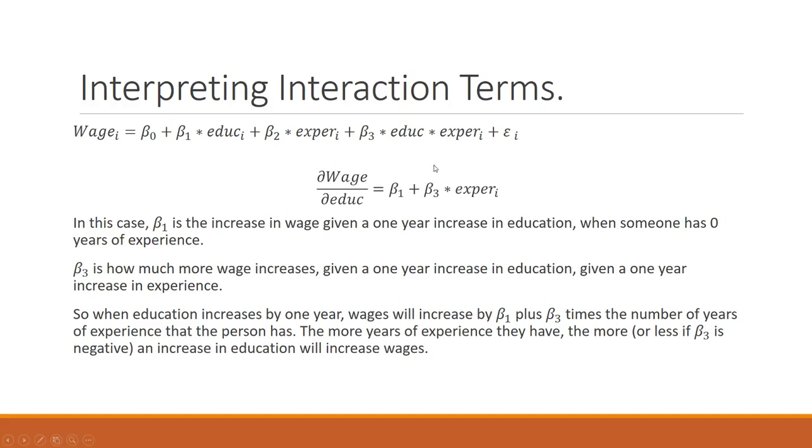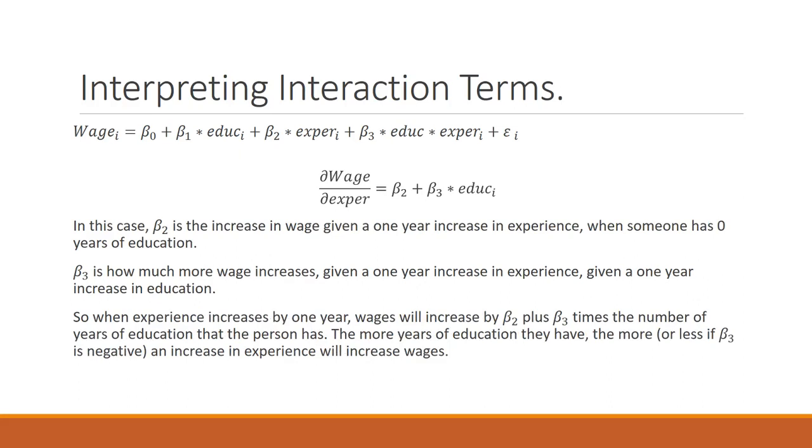So let's say that beta 1 is 10. That means every year of education that you have, when you have no years of experience, is worth $10 an hour. That's a little high. Maybe it's $2. Beta 1 is 2. But then as you start to get experience, the effect of education on wages starts to go down. The more experience you have, the less your education affects your income. So beta 3 would be negative, maybe negative 0.1. So every time you get a year of experience, the value of your education goes down a little bit. Beta 3 measures this interaction. It measures how much more or less education affects your wages given a change in experience. That's tricky. If you have some questions, please come and ask me.